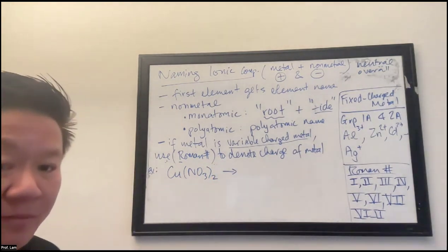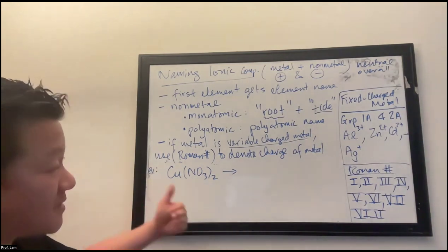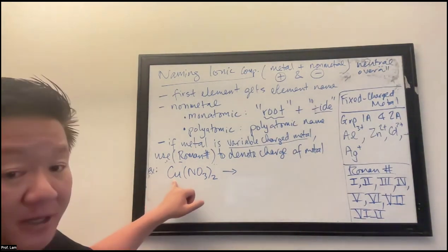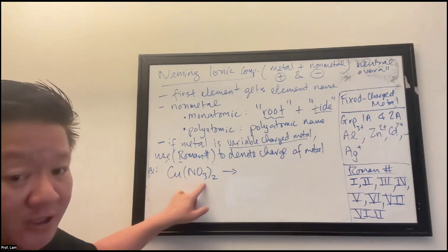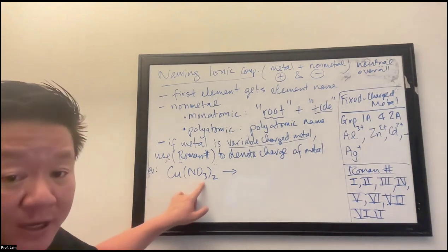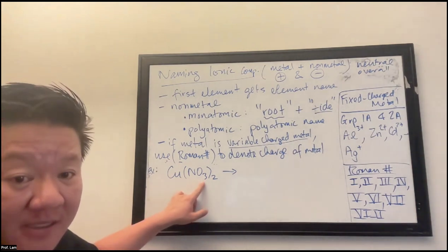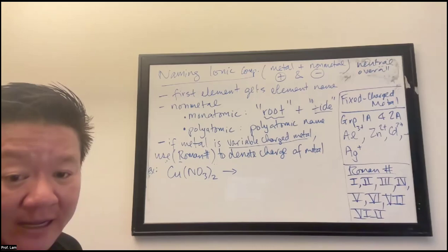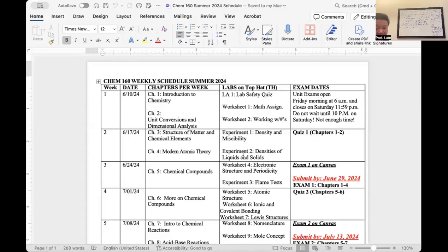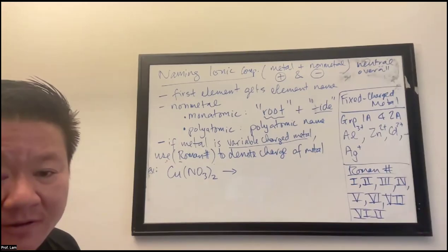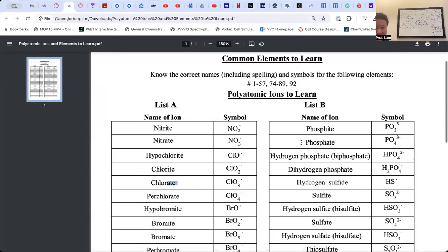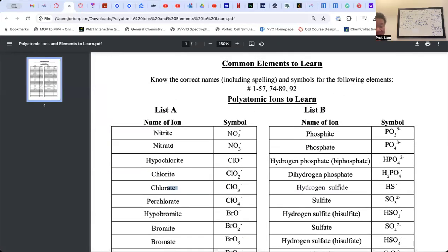Okay, this one. So again, how do we know that this is an ionic compound? Well, copper is the metal, and you need to start recognizing that NO3 is one of your polyatomics, and that is called nitrate, right? And if you look there, NO3 minus is nitrate.